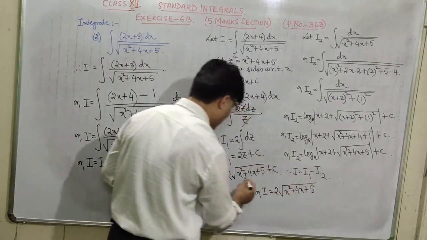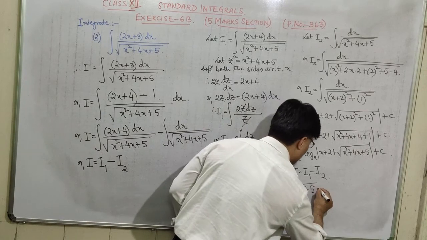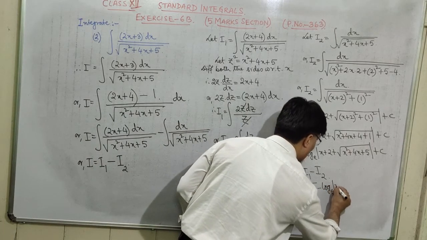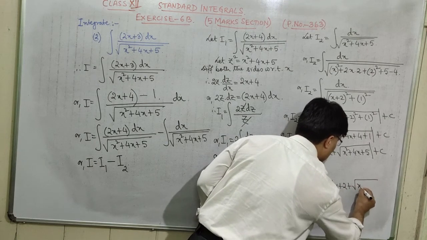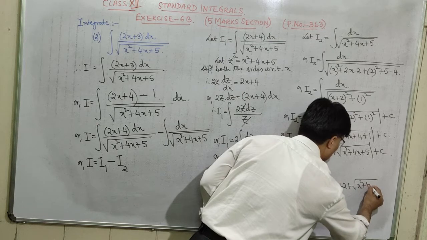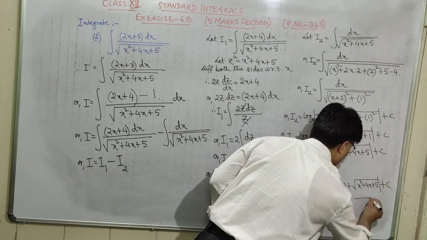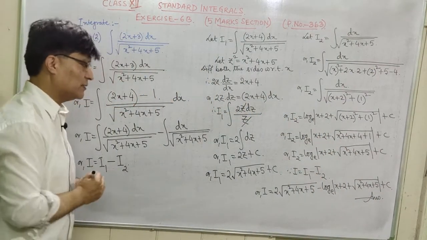So this is the value for I1, that is 2 root under x square plus 4x plus 5 minus I2. What is minus I2? Minus log, the base is e, within mod x plus 2 plus root over x square plus 4x plus 5, mod sign closed, plus c. So this is the final answer.